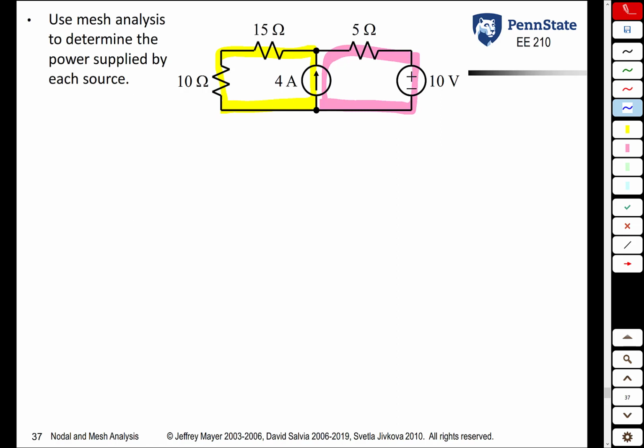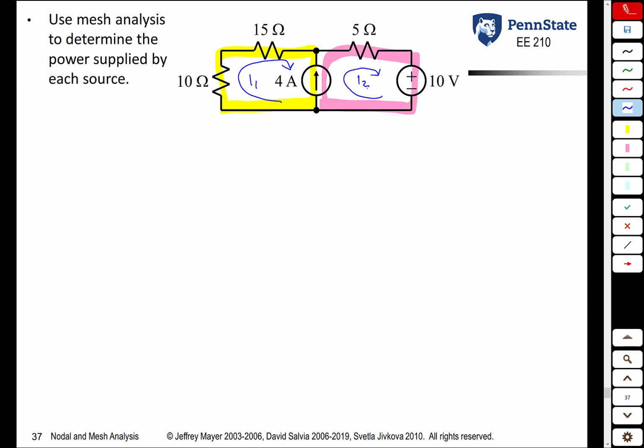The yellow mesh has a current source, but it is an interior current source, so we do not know the current. The current through the yellow mesh is not 4 amps. So instead, we're going to create a variable. We'll call it I sub 1. Likewise, the pink mesh has a 4 amp current source in it, but that does not mean that the current through the pink mesh is 4 amps. If that current source was where the voltage source was on the far right, then we would know the current. But because it is an interior branch current source, we don't. So we have to assign a variable to this mesh as well. We're going to call this variable I2.